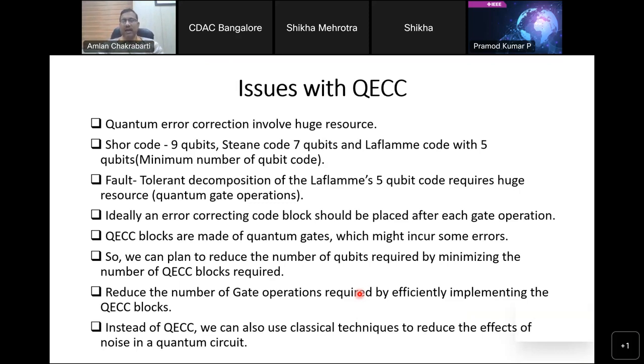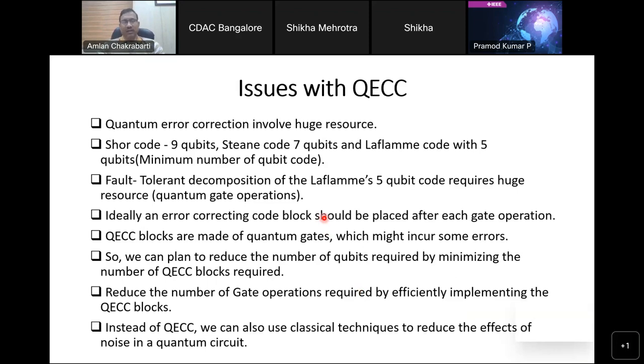The other one is: can we reduce the error correction circuit, because the error correction circuit is also pretty heavy. Okay, so the error correction circuit can itself induce errors, right? So this is also a good activity in terms of research, or in terms of how to plan your quantum design for a specific technology, right?